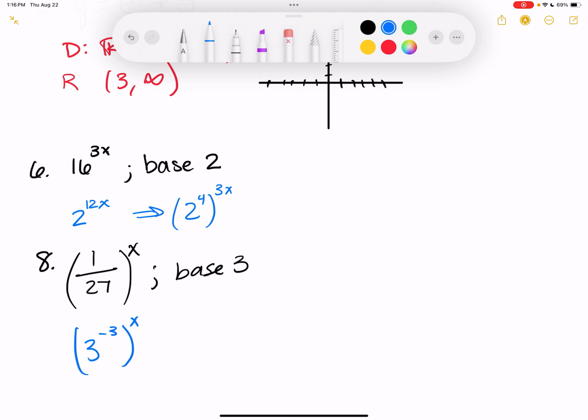Yeah. Okay, 3 to the negative 3 to the x would be 3 to the negative 3x.